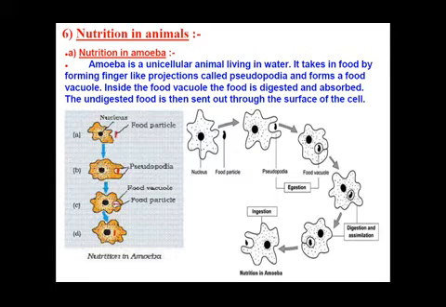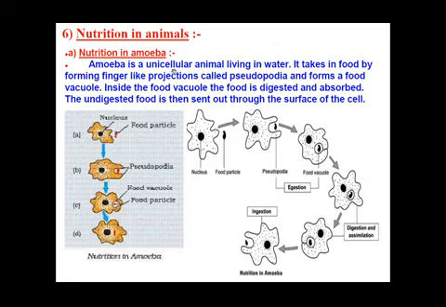Dear students, today we will be studying about nutrition in animals. First of all we will study it in unicellular organisms and then we will move to multicellular organisms. The example of a unicellular organism which we are taking here is amoeba, and the multicellular organism will be the human being. So let us start with nutrition in amoeba.